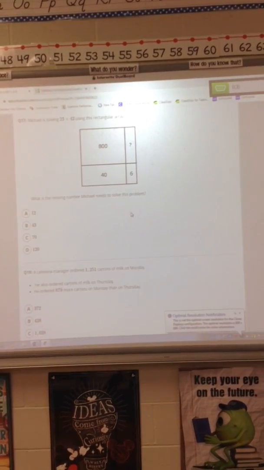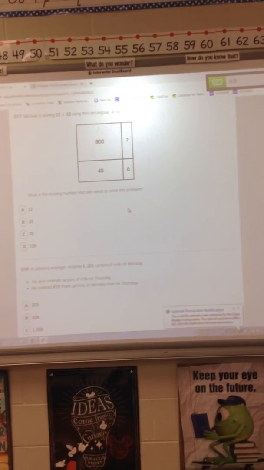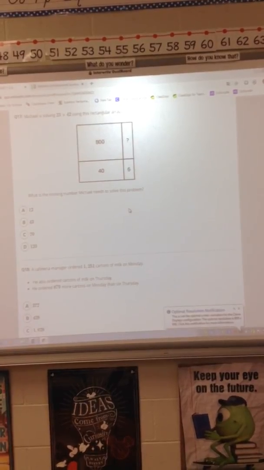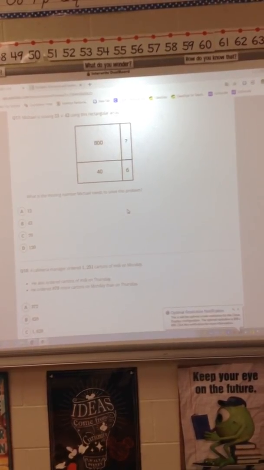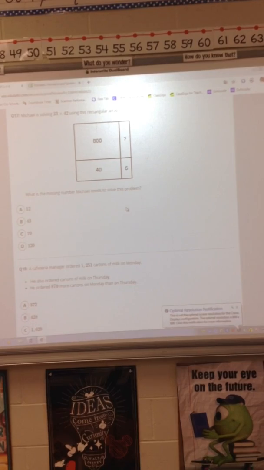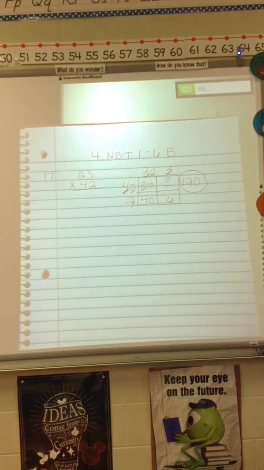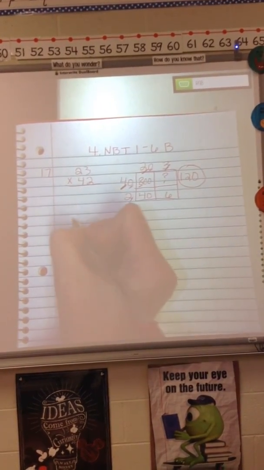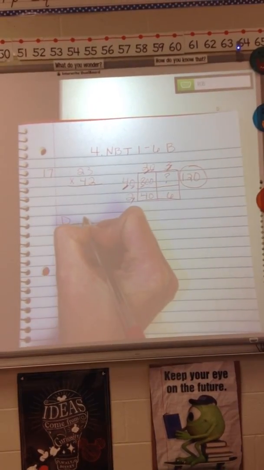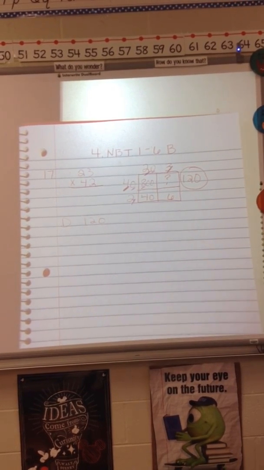And look for our choices. We have A is 12, B is 43, C is 70, D is 120. So we know the answer is D. So you would write that in your math journal. So the answer is D, 120 for that one.